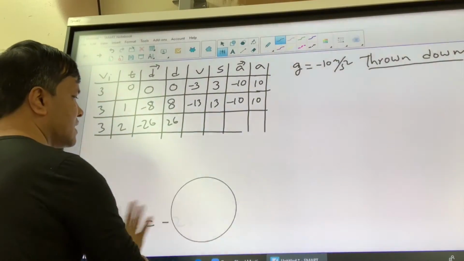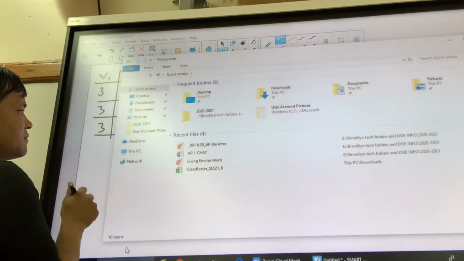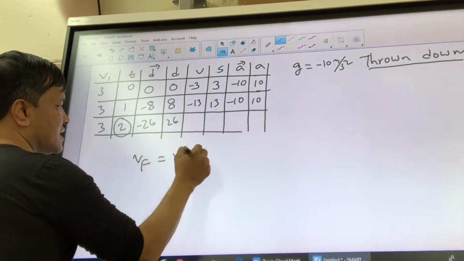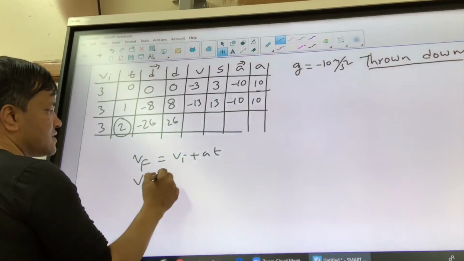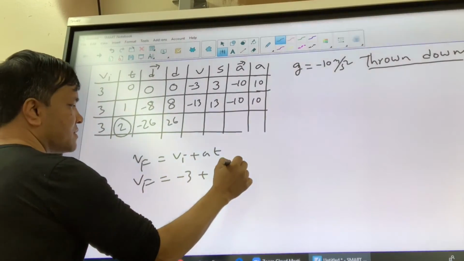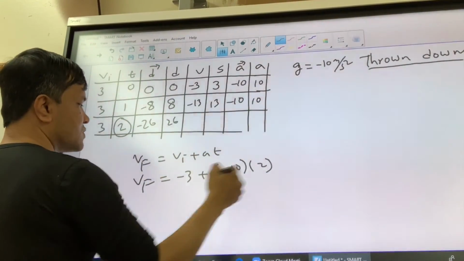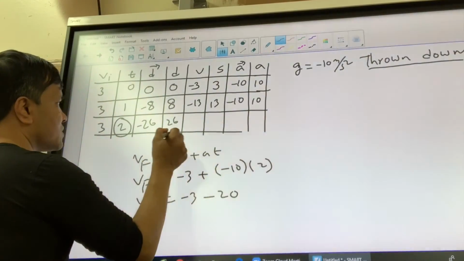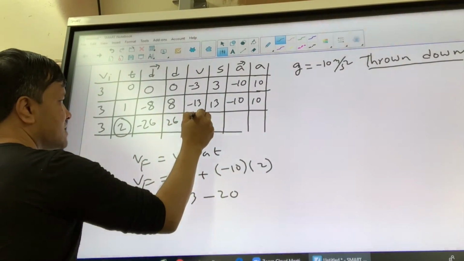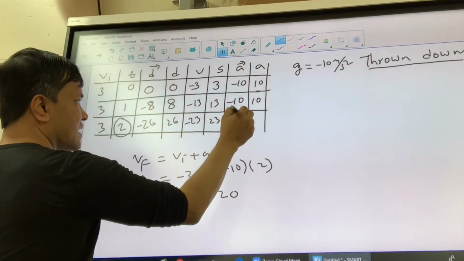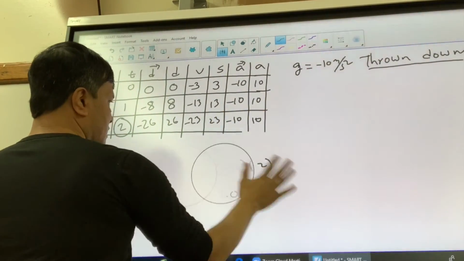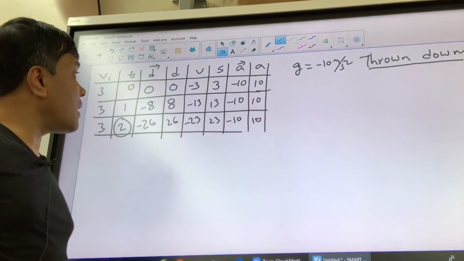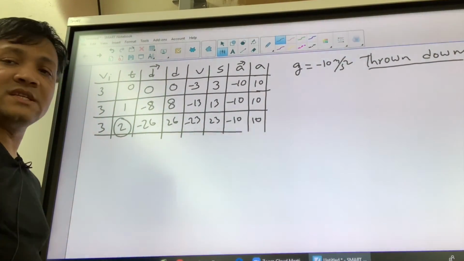Now for the final time, you're going to find the velocity at 2 seconds. So Vf is Vi plus At. So Vf is equal to negative 3 plus negative 10 times 2 seconds. So Vf is negative 3, negative 20. So velocity is negative 23. So speed is 23, acceleration negative 10 and magnitude 10. All right. So now we completed our table. Now we're gonna do the dt, vt, and at graphs.